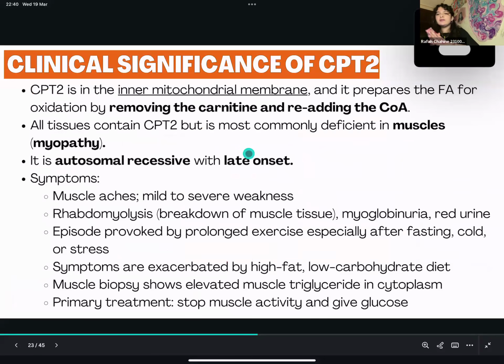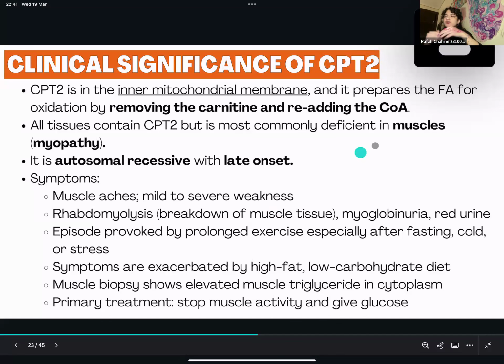So now we want to understand that CPT2 is in the inner mitochondrial membrane, right? We said that its main function is to recombine the fatty acyl to its CoA. So we're bringing back the fatty acyl CoA and we're going to separate it from carnitine. Now the problem is when we have a dysfunction of CPT2, we are no longer able to re-add the CoA. This problem can happen absolutely anywhere in the body, but the most common is a myopathy, or specifically it happens in the muscles, okay?